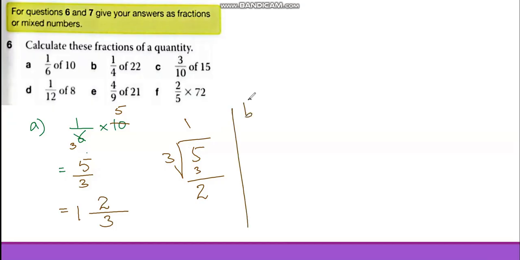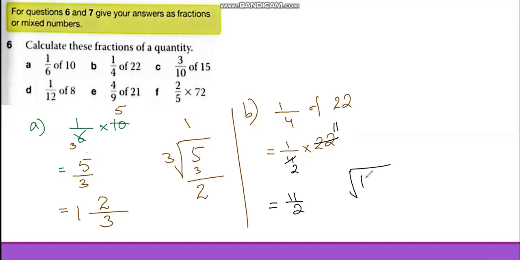Similarly, we can solve the B part. We have to find 1/4 of 22. So 1/4 times 22. We can first cancel the common factors. The highest common factor of 22 and 4 is 2. If we divide 4 by 2, we get 2, and if we divide 22 by 2, we get 11. So it's 11/2. Similarly, we can convert it into a mixed number by dividing by 2. 2 times 5 is 10, and 1 is the remainder. So 5 is the whole number, and 1/2 is the remainder. Similarly, you can do the remaining parts. I'm leaving these parts for your practice, so please try them on your own.